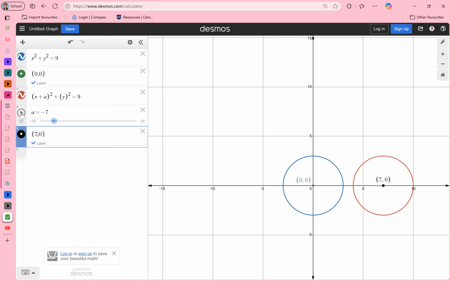Just for you to visualize again horizontally, if I just press play, you can see that the graph is just shifting left and right as I'm changing the numbers. So when it's plus, it moves to the left. When it's minus, it moves to the right. Yeah, just like all the other graphs that we've been doing.